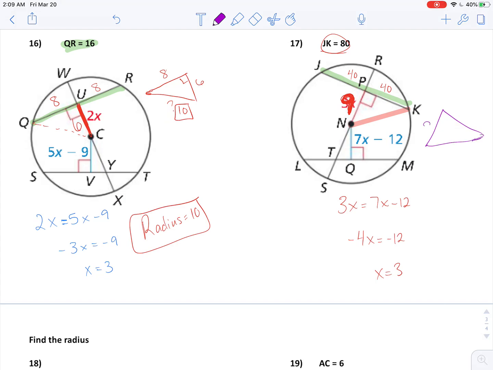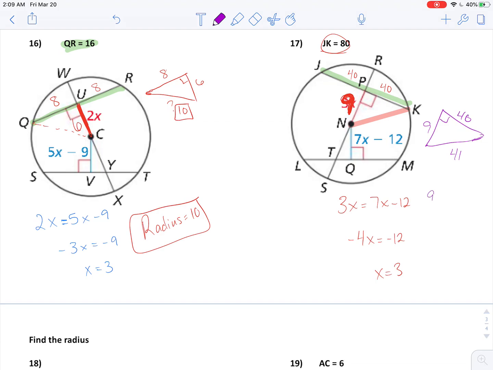Let's do this in purple. So we got 9 and 40, and I want to find that hypotenuse using my Pythagorean theorem again. So 9 squared plus 40 squared equals what squared? And then if I solve for that, that would be 41.